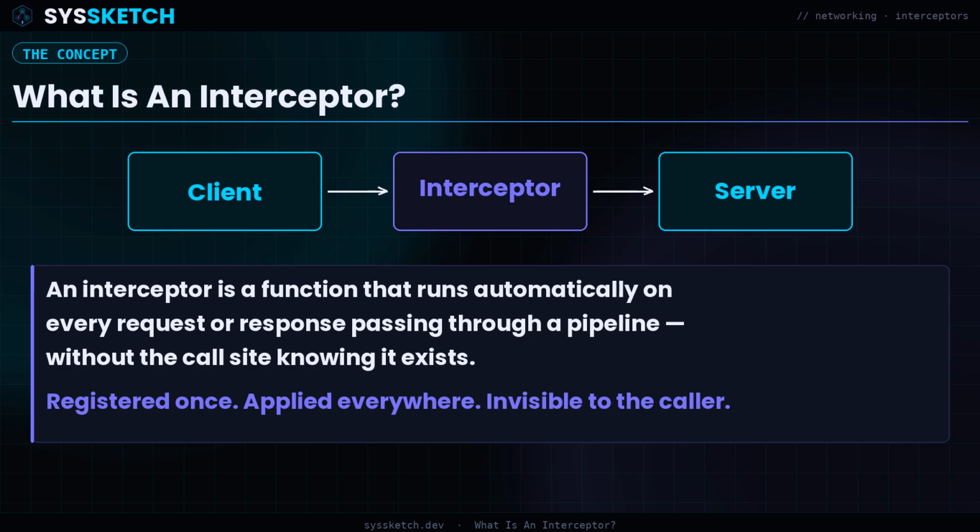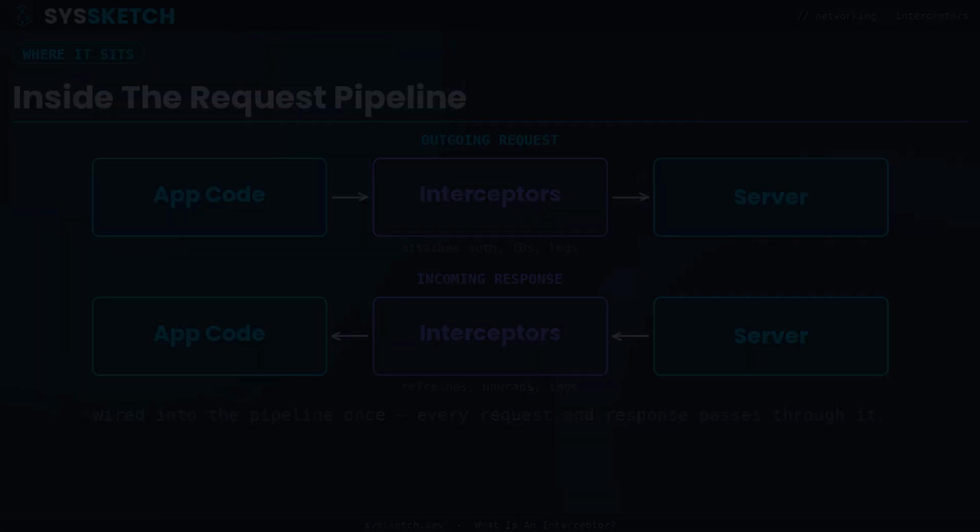Think of it as a checkpoint built into the pipeline itself, rather than a helper function you have to remember to call. The client making the request doesn't need any special knowledge, it just makes a normal request, and the interceptor does its work in the background. That single property, being automatic and invisible to the caller, is what separates an interceptor from an ordinary utility function.